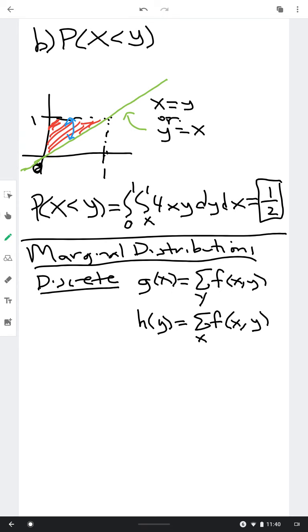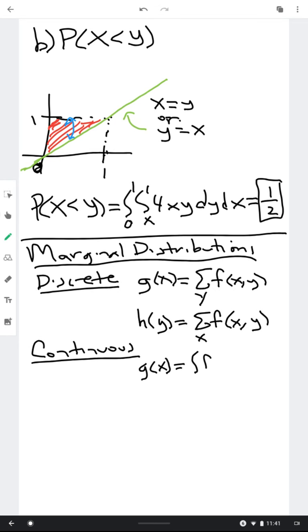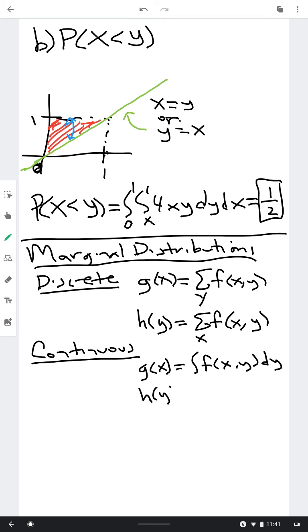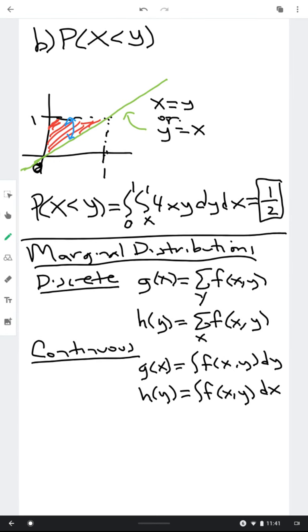And we can find the probability of y alone. This can be extended to continuous distributions, where we integrate over all of the y values to get the marginal distribution of x, or we can integrate over all of the x values to get the marginal distribution of y. Okay.